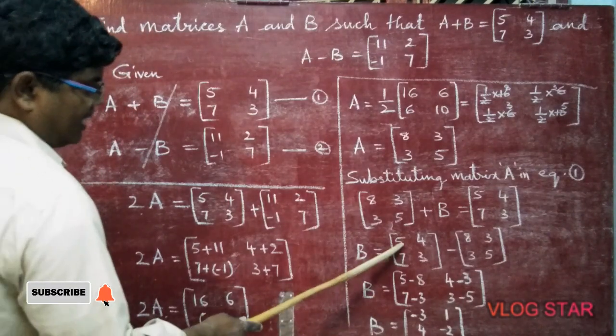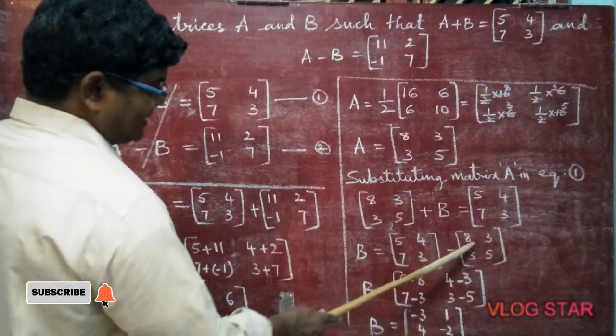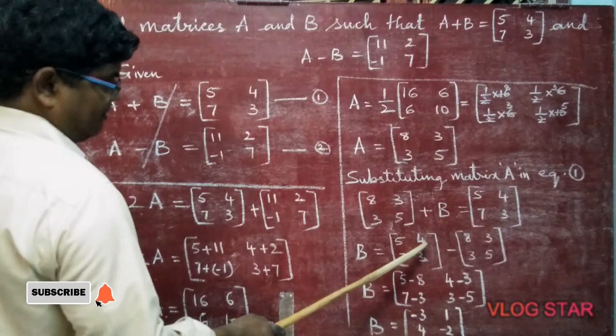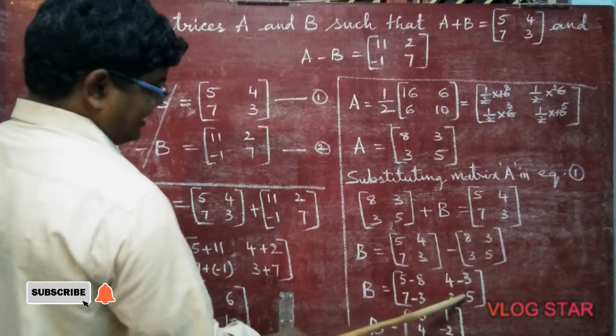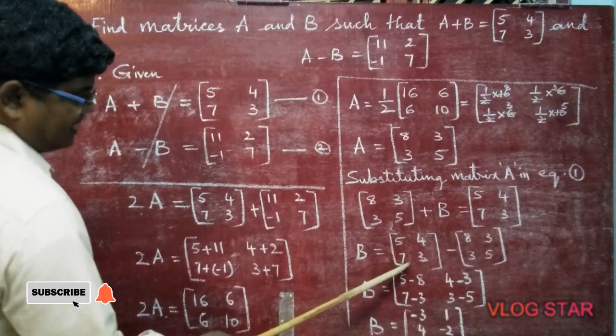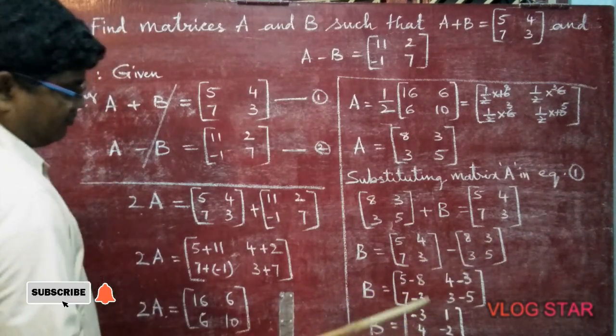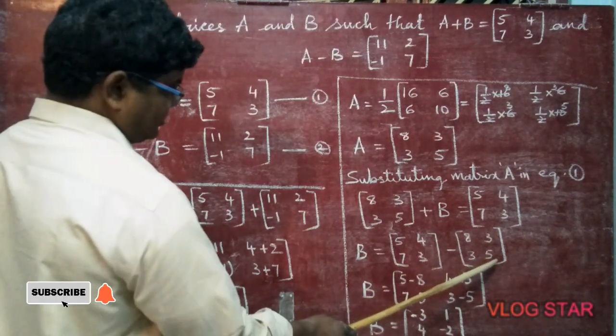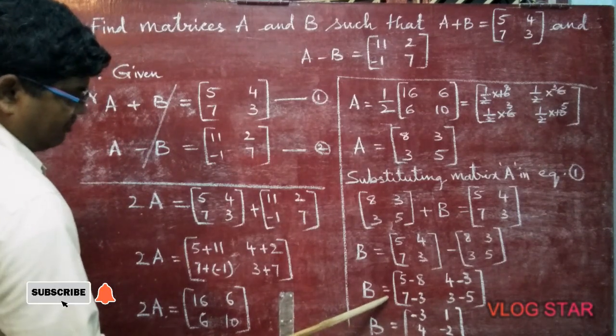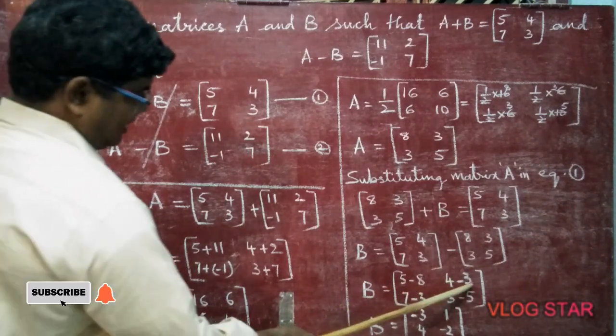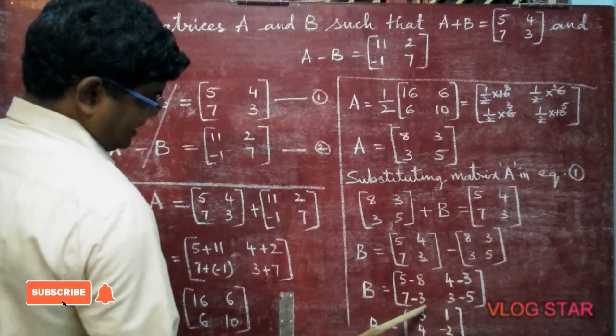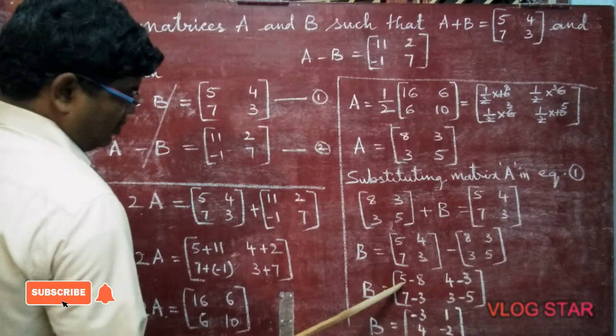So B is equal to first element, 5 minus 8. Second element, 4 minus 3. Third one, 7 minus 3. Fourth one, 3 minus 5. So B we are going to find: 5 minus 8, 4 minus 3, 7 minus 3, 3 minus 5.